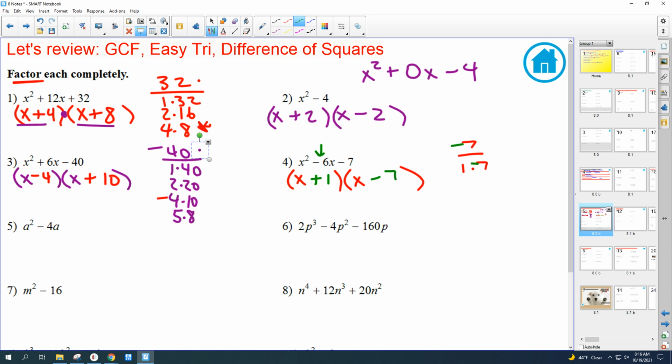Number 5, that's not a trinomial. There are only 2 terms. It cannot be an easy trinomial. It is not difference of squares because of this a. I know we know the square root of 4, but we don't know the square root of 4a.